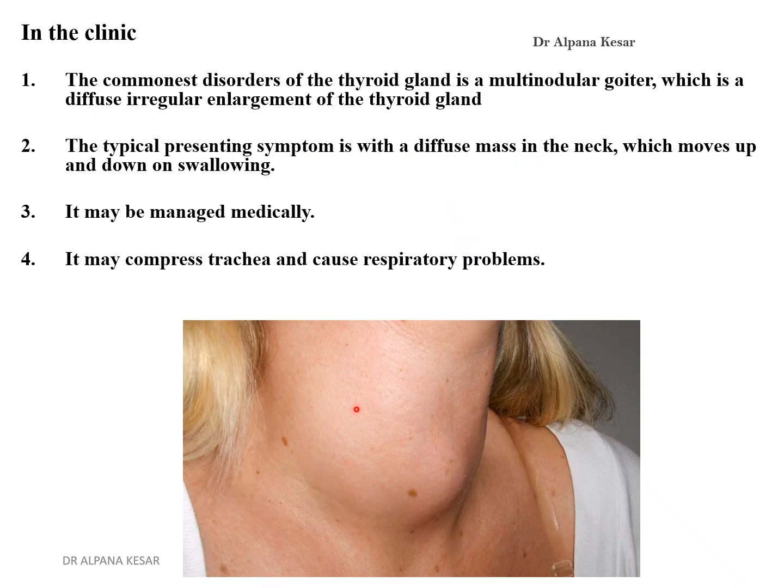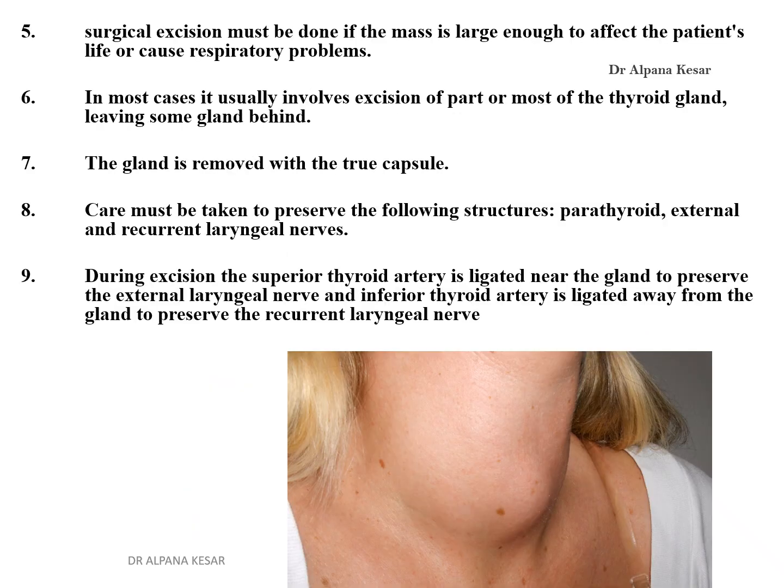In the clinic, the commonest disorder of thyroid gland is the multinodular goiter, which is diffuse irregular enlargement of the thyroid gland. The typical symptom is diffuse mass in the neck, which moves up and down on deglutition. It can be managed medically. Sometimes the swelling may become so large that it may compress the trachea and cause respiratory problems.